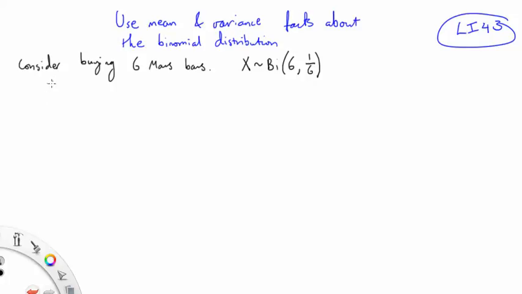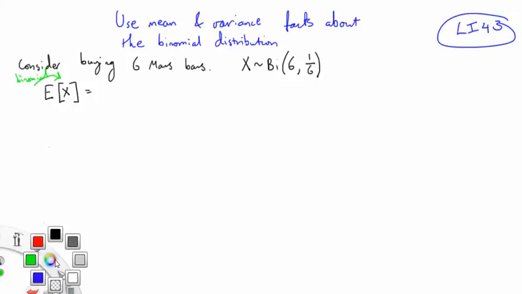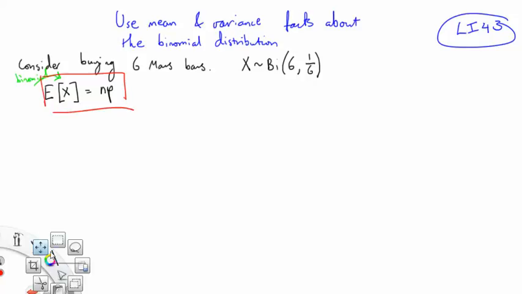And are you ready for the formula? The formula for the expectation of x for binomial distributions. X must be binomial, so success or failure. This is only for binomial. It is the number of trials times the probability of success. That's the formula, n times p. Must be binomial.